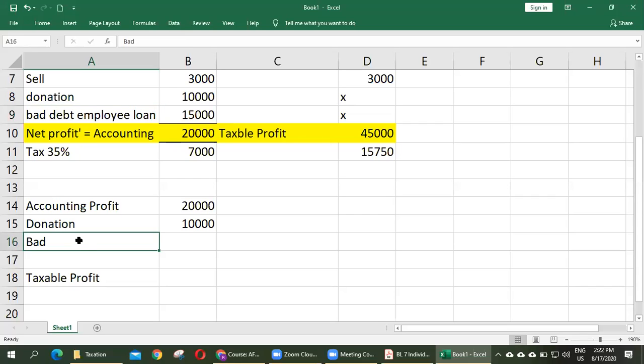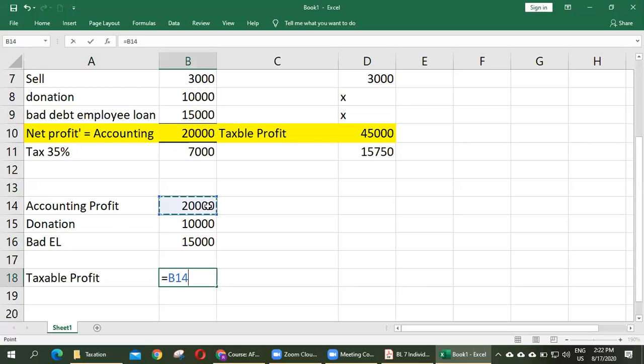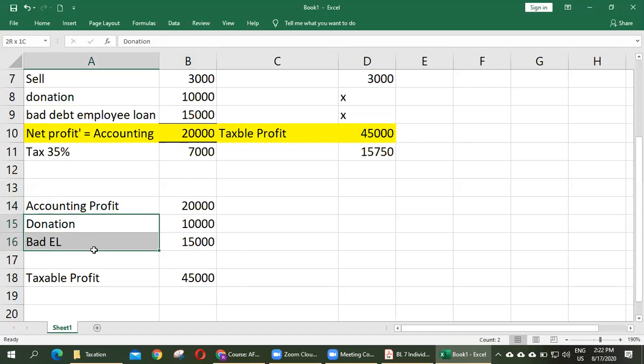Right? Bad debt, employee loan, right? So how much? 15,000. Now, how much taxable profit? 20,000 plus 10,000 plus 15,000. See, both are equal. From accounting profit, we reach taxable profit by adjusting allowable expenditure and not allowable expenditure.